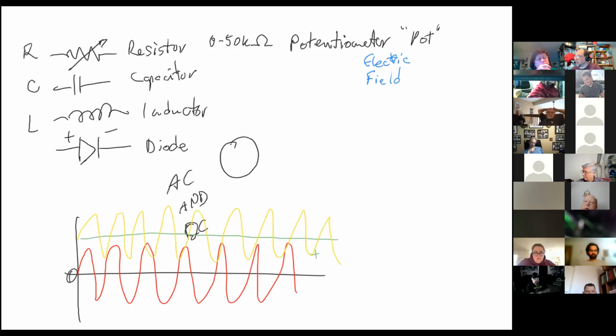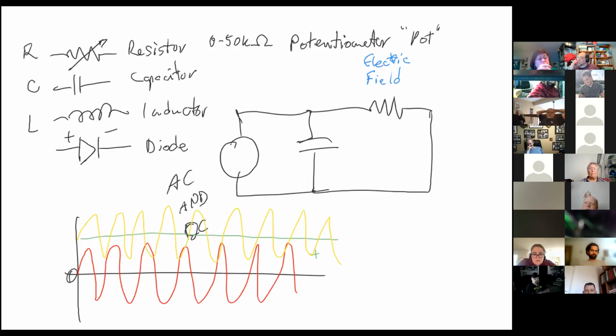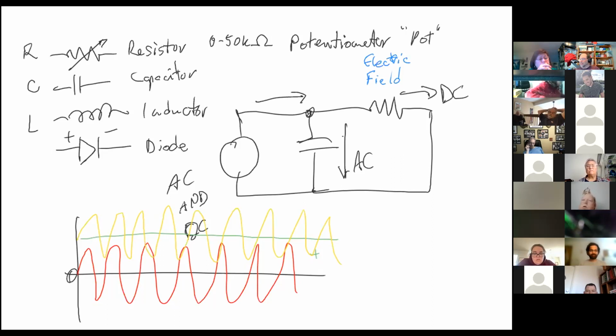Well, here's what's kind of crazy about this. If this is my voltage source, and I put this through a circuit that has a capacitor here and a resistor here, my current would get to this point and it would have to decide which way to go. What do you think would happen? The AC current will go through the capacitor. The AC goes this way. Yeah. And the DC goes this way. Yeah. It actually would split them apart.